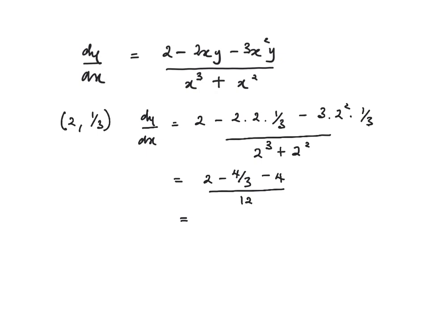If I multiply the top and the bottom by 3, I get 6 minus 4 minus 12 over 36. And that then gives me 6 minus 16, minus 10 over 36, which is minus 5 over 18.